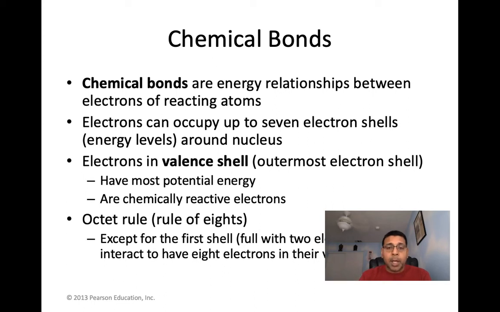So when we talk chemical bonds, they're energy relationships between electrons of the reacting atoms, and the electrons can occupy up to 7 electron shells, energy levels around the nucleus. We won't get into talking about all 7. That's something chemistry will really focus on. Here we'll get into the third electron orbital, and see how many electrons can be found occupying the first electron shell, then the second one, and then the third one.